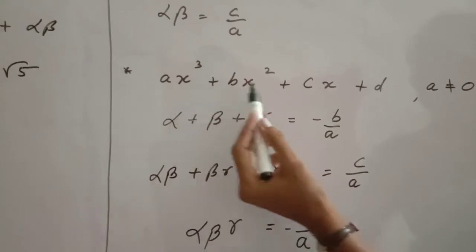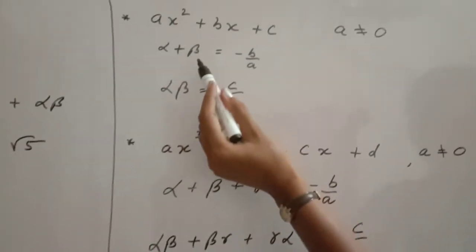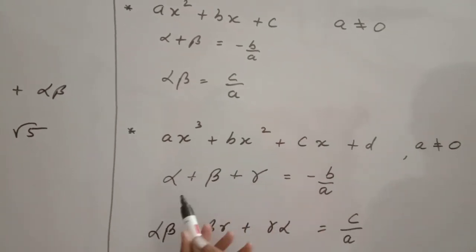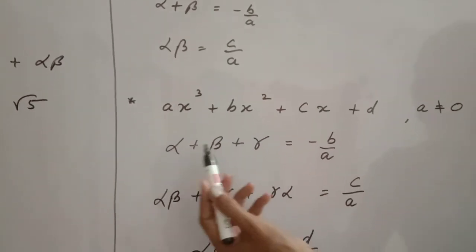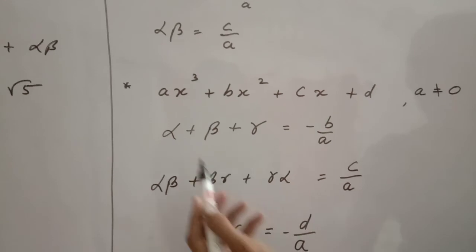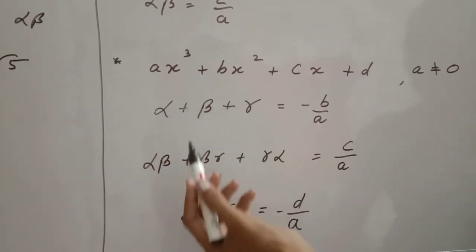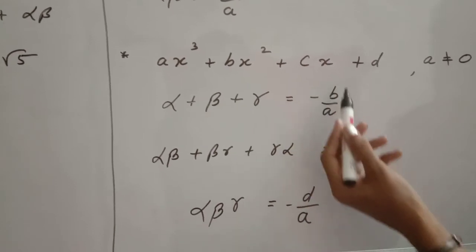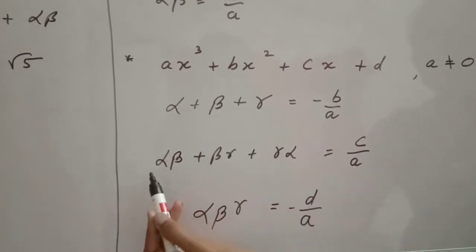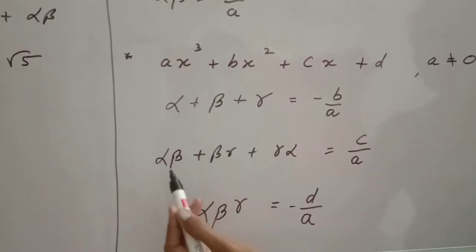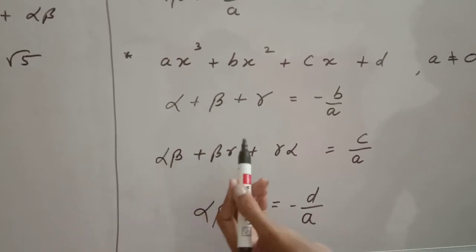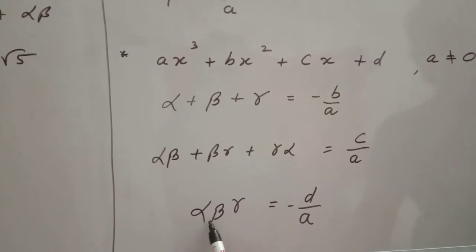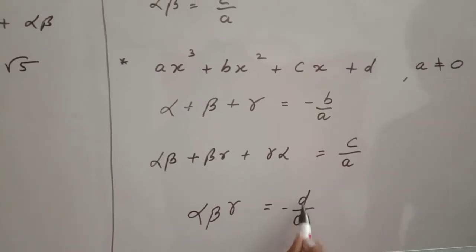Again, this is about the quadratic polynomial. There are only two zeros, alpha and beta. But in cubic polynomials, there are a maximum of three zeros. And those will be alpha, beta and gamma. So, alpha plus beta plus gamma is equal to minus b by a. The sum of products of two zeros, that is alpha into beta plus beta into gamma plus gamma into alpha, will be c by a, and alpha into beta into gamma is equal to minus d by a.